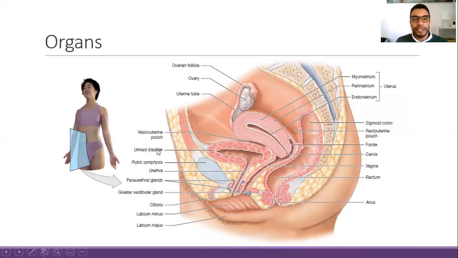This is another view of the female reproductive system in the sagittal section, in which we can see the position and the location of those different structures. The ovaries here laterally in the pelvic cavity. We have a uterus, which is here in the sagittal section, okay? And then here the vagina, and the external genitalia.